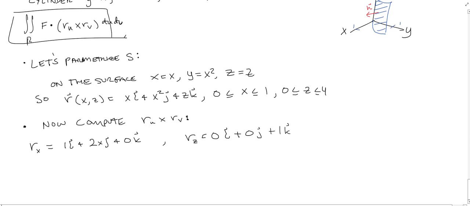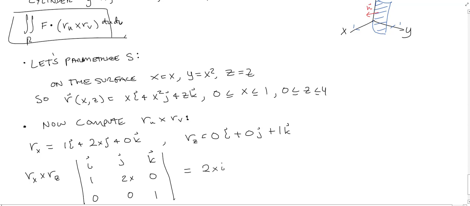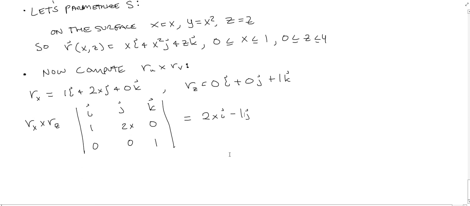Alright, and then we just need to cross these. So r sub x cross r sub z. Just fill out our 3 by 3 determinant real quick with the vectors we just got. So this is going to be 1, 2x, and 0 in row 2, 0, 0, 1 in row 3. And if you work out this cross product, you're going to get 2x for the i component minus 1 for the j component.